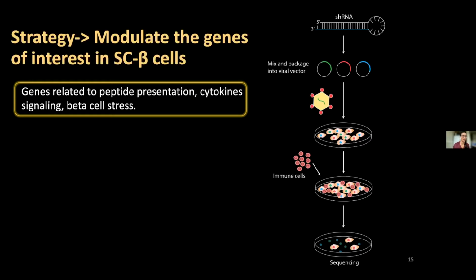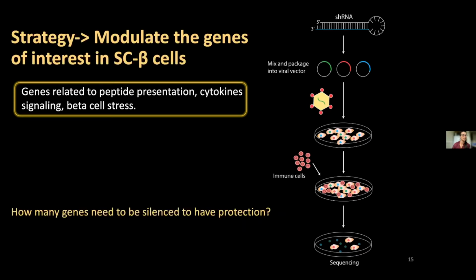And as I said, these genes are related with these markers, let's say peptide presentation, cytokine signaling, and beta cell stress. So my idea is using a target library in which I will downregulate the genes that are being upregulated on the stressed beta cells and see if we can confer protection, one, against stress, and two, against immune recognition.